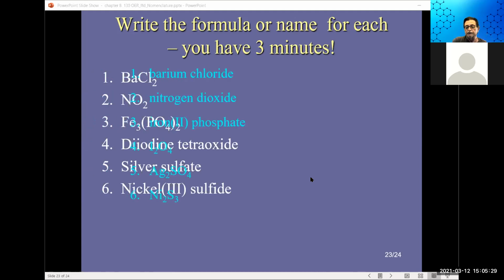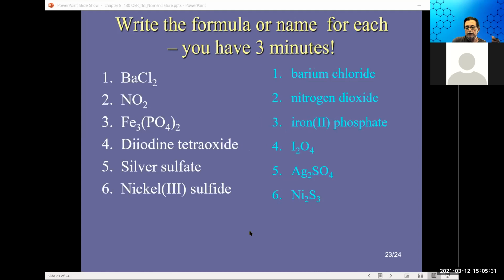And then finally, nickel 3 sulfide. Nickel 3, that's the charge for nickel. That's the oxidation number you're using, which is a +3. The sulfide, we know that has a -2 each one. So I got a dissimilar charge here. I got a +3 and -2. Got to find a common number. And therefore I can go 2 nickels and 3 sulfurs.